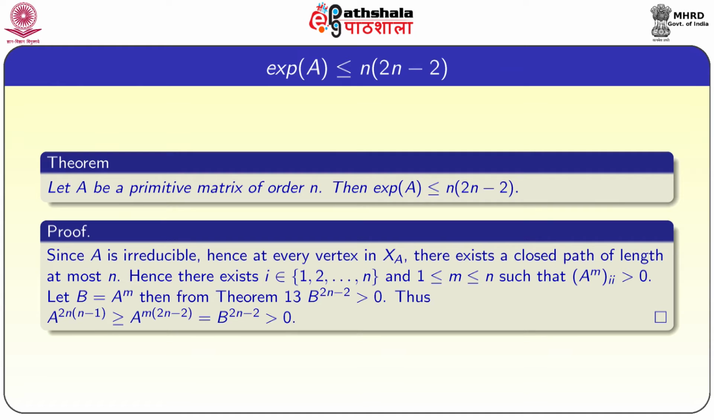So, if we take B equal to A power m, then B is a non-negative matrix with positive diagonal entries, or positive trace. So, by the previous result we have that B power 2n minus 2 is greater than 0. Thus, A power m into 2n minus 2, which is equal to B power 2n minus 2, is greater than 0. So, hence we proved that the exponent of A is less than or equal to 2n into n minus 1.